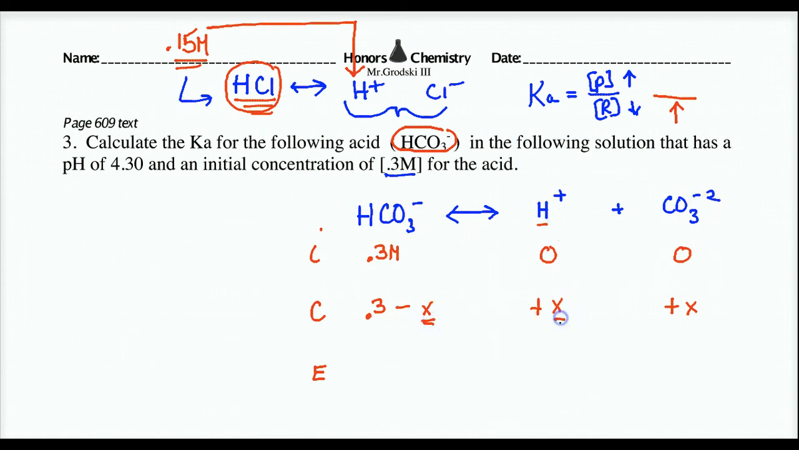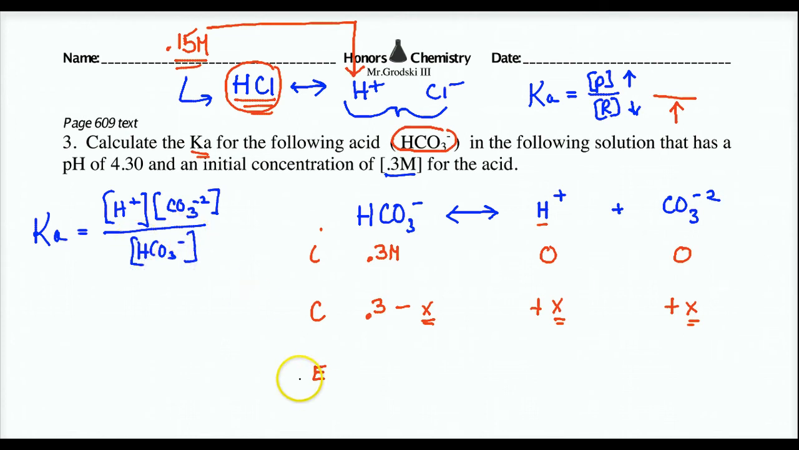Now, in this problem, they want you to solve for the Ka of the acid. Now, the Ka of the acid, as we've talked about, is equal to the products, H plus, over, also the other product, I'm sorry, is the carbonate ion, over the what? HCO3 negative. So all I got to do is find the concentrations at equilibrium and plug them into my law of mass action, and I can solve for my Ka.